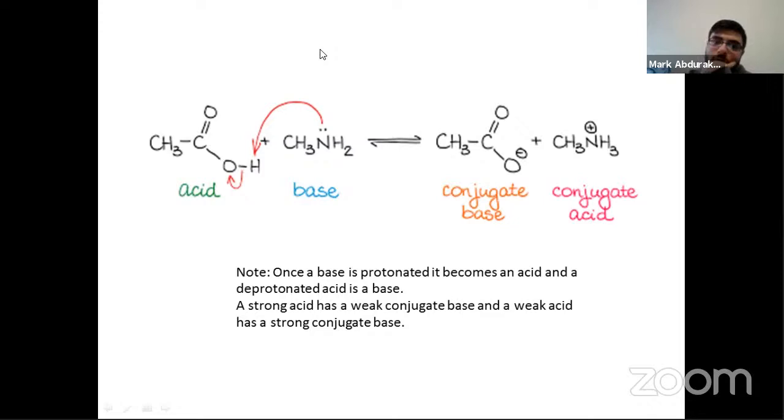There are other examples like sulfur and phosphorus that can make strong acids as well, which we'll cover later. But it needs to be something that's electronegative. It can't be carbon.